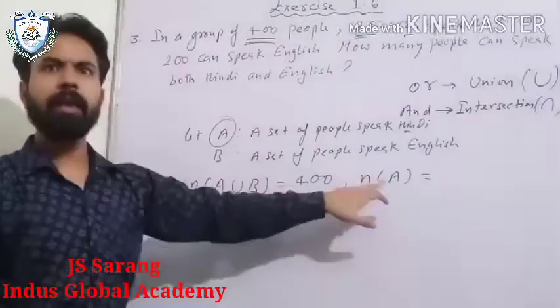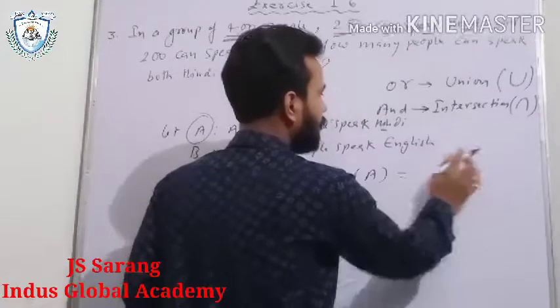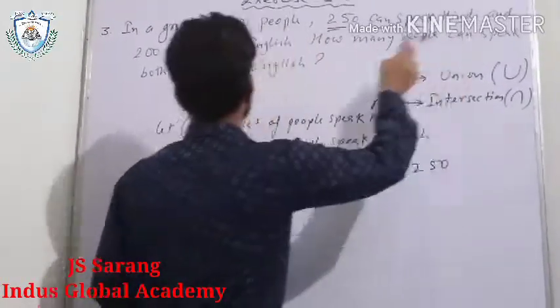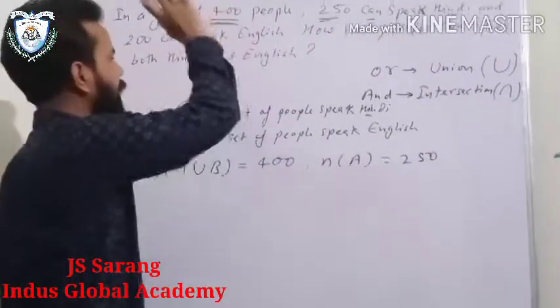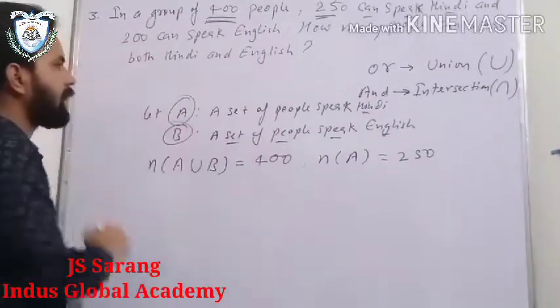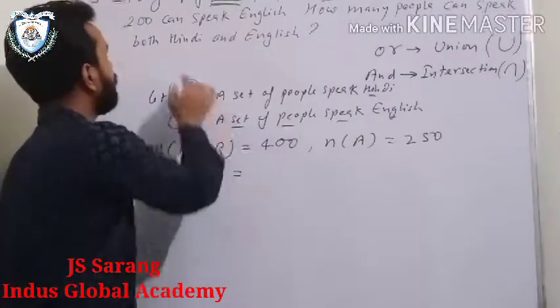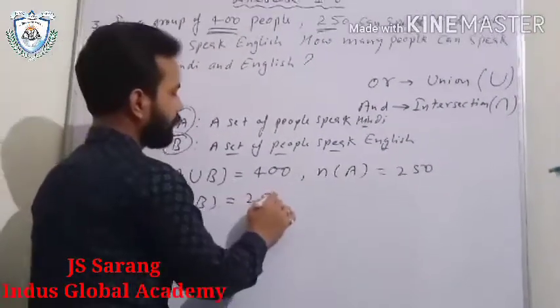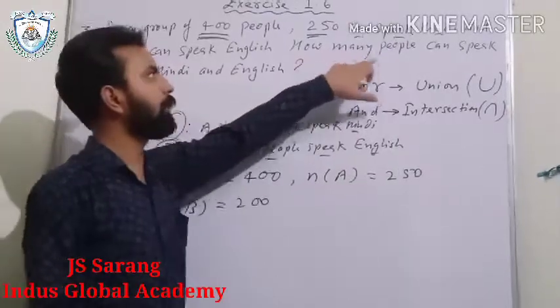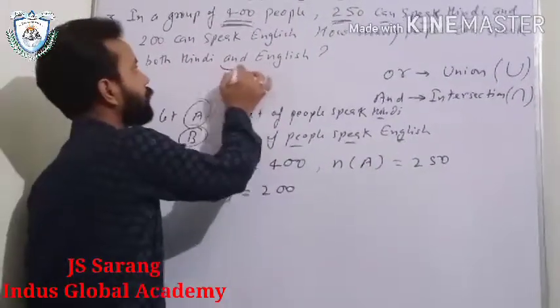That means n(A) is equal to 250. Similarly, 200 can speak English. So the set of people who can speak English is represented as B. So the number of elements in B is equal to how much? 200. Now the question is asking how many people can speak both Hindi and English.